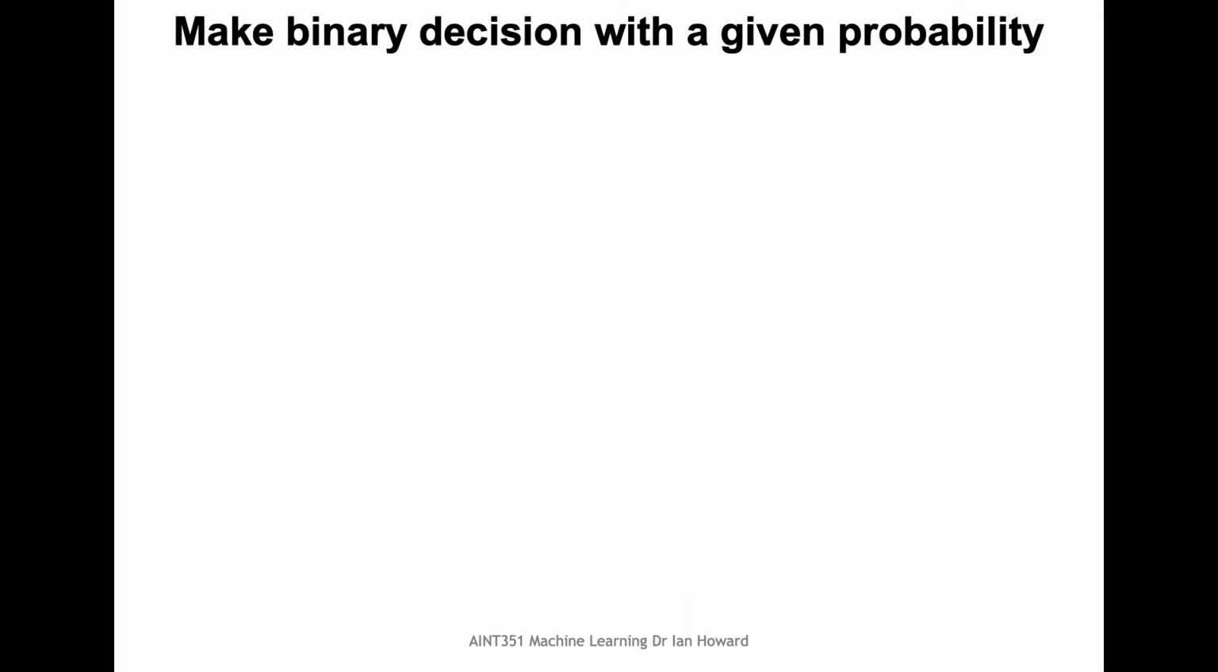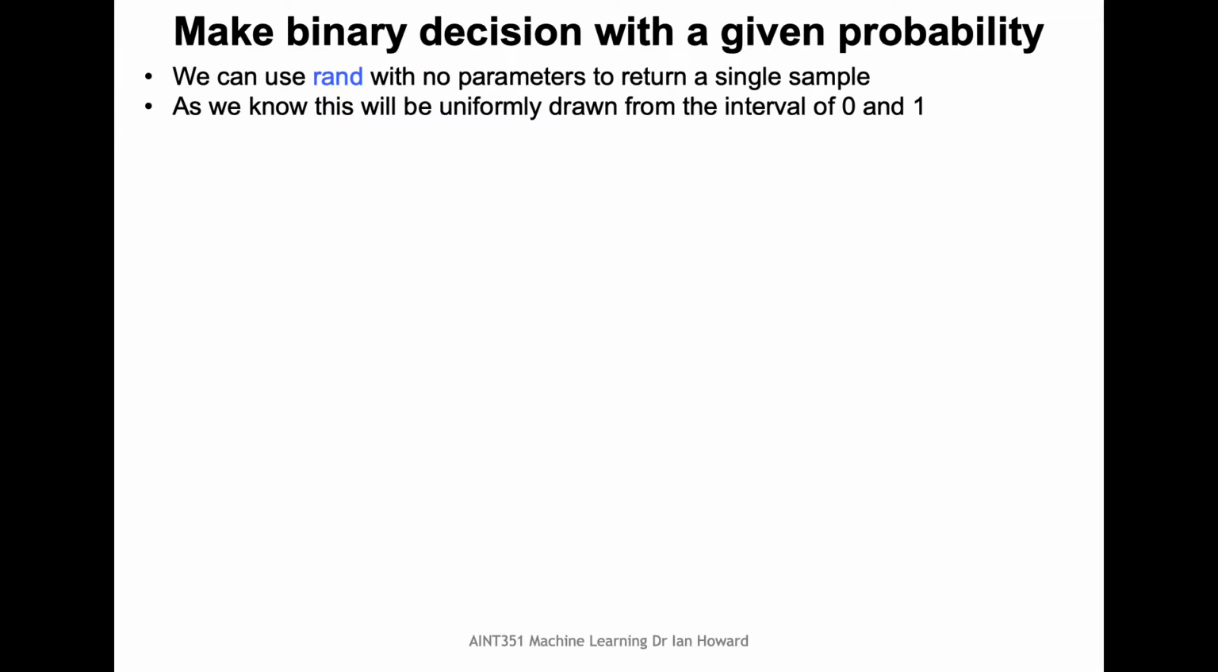One really useful thing about using rand is we can use it to make a decision with a certain probability. The simplest decision to make is going to be a binary one. We either do one thing or we do something else. If we just call rand on its own, it just gives us a single sample. Now everything in Matlab is a matrix, so a single sample is actually a 1-by-1 matrix. But if you just call rand on its own, it will return a single value. It's the same as calling rand with values of open bracket 1, comma 1, close bracket, because it's a 1-by-1 matrix. So this is going to return a value sampled uniformly from the interval 0 to 1.